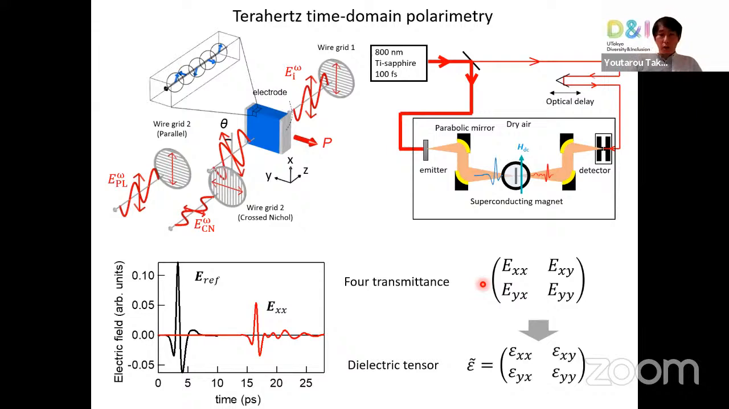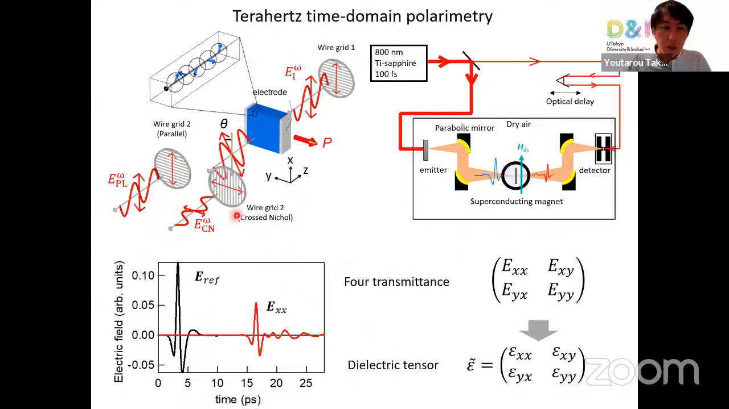So we use terahertz time domain polarimetry to measure the optical rotations. By using this technique, we can directly measure the temporal profile of the electric field of light. This is the data of the terahertz field observed in our system. We use a polarizer to detect the polarization rotation. The merit of this method is that we can deduce the optical constant from the obtained terahertz data.